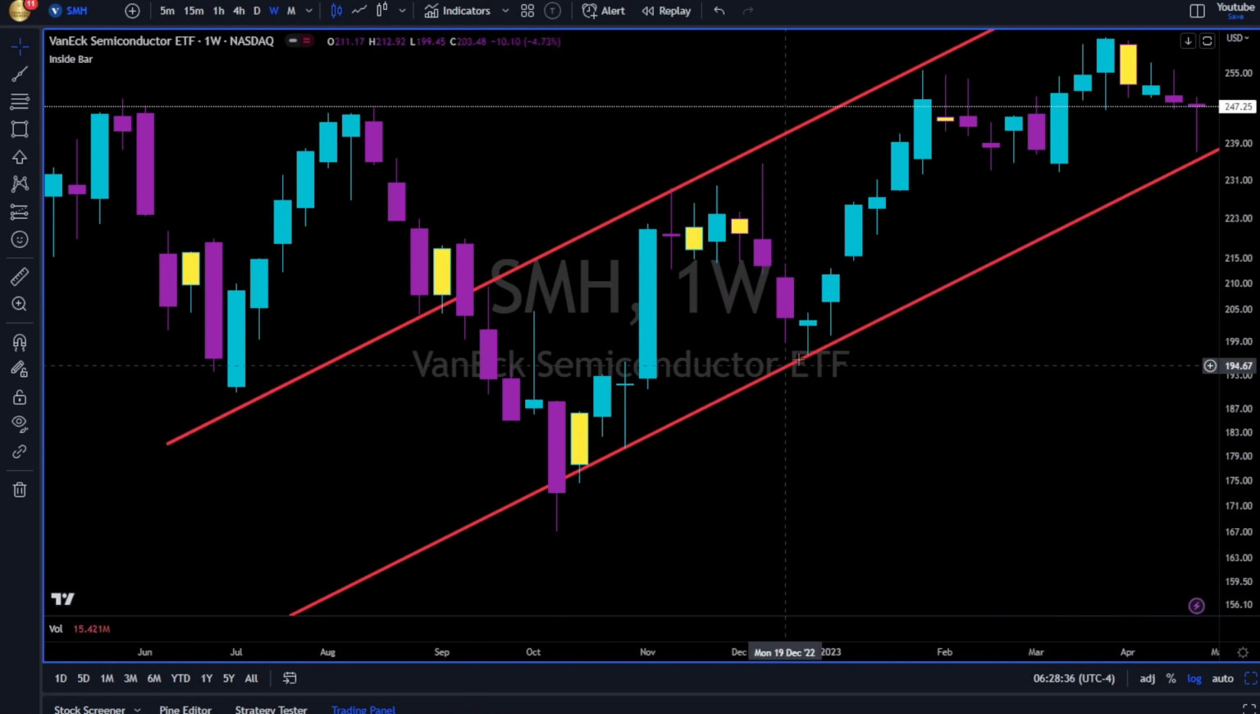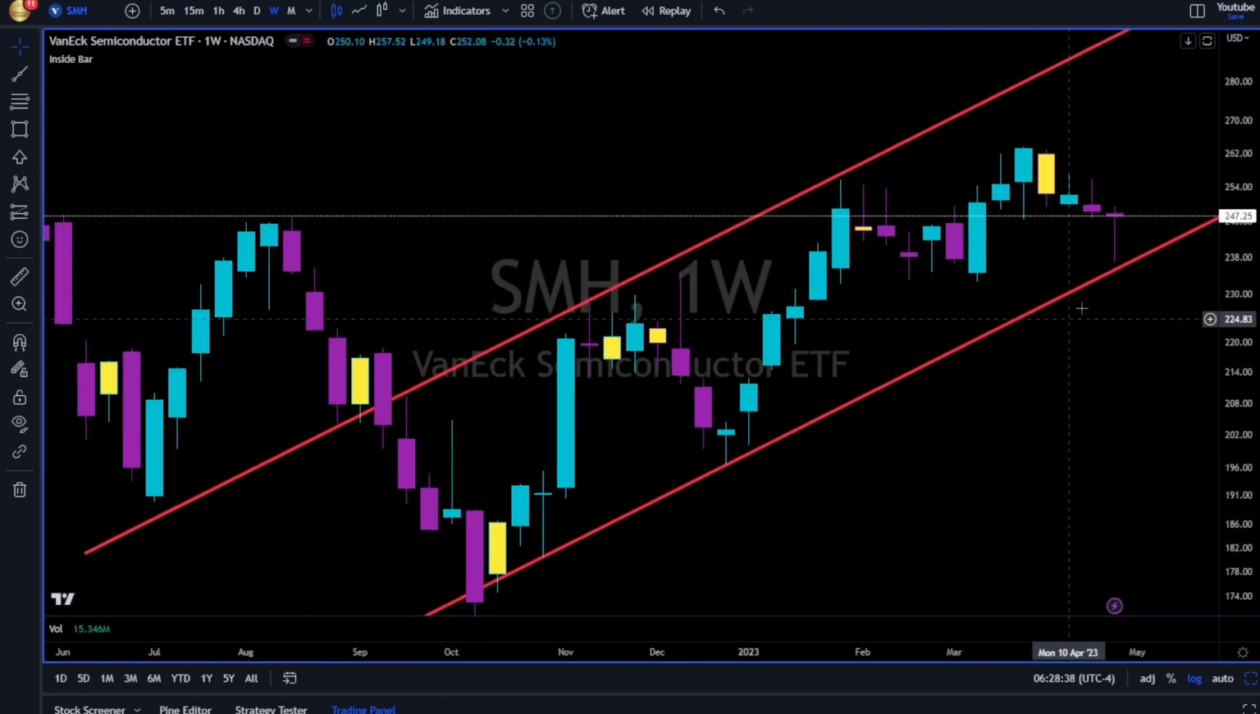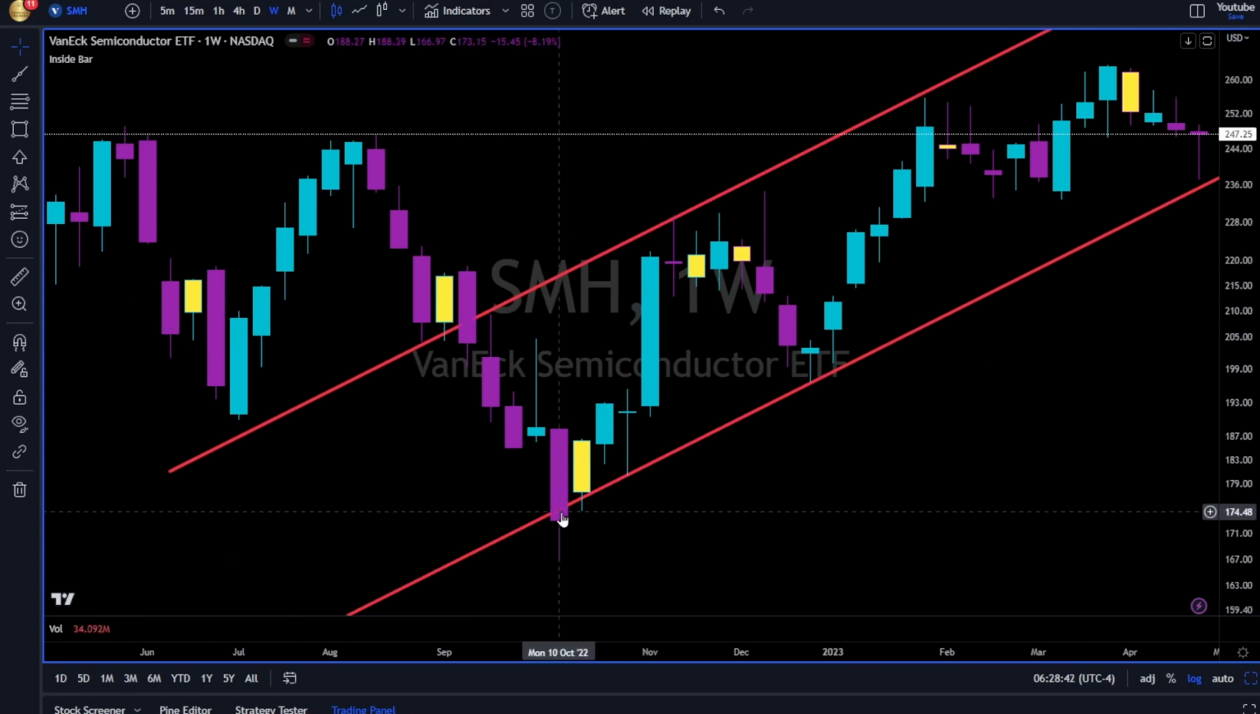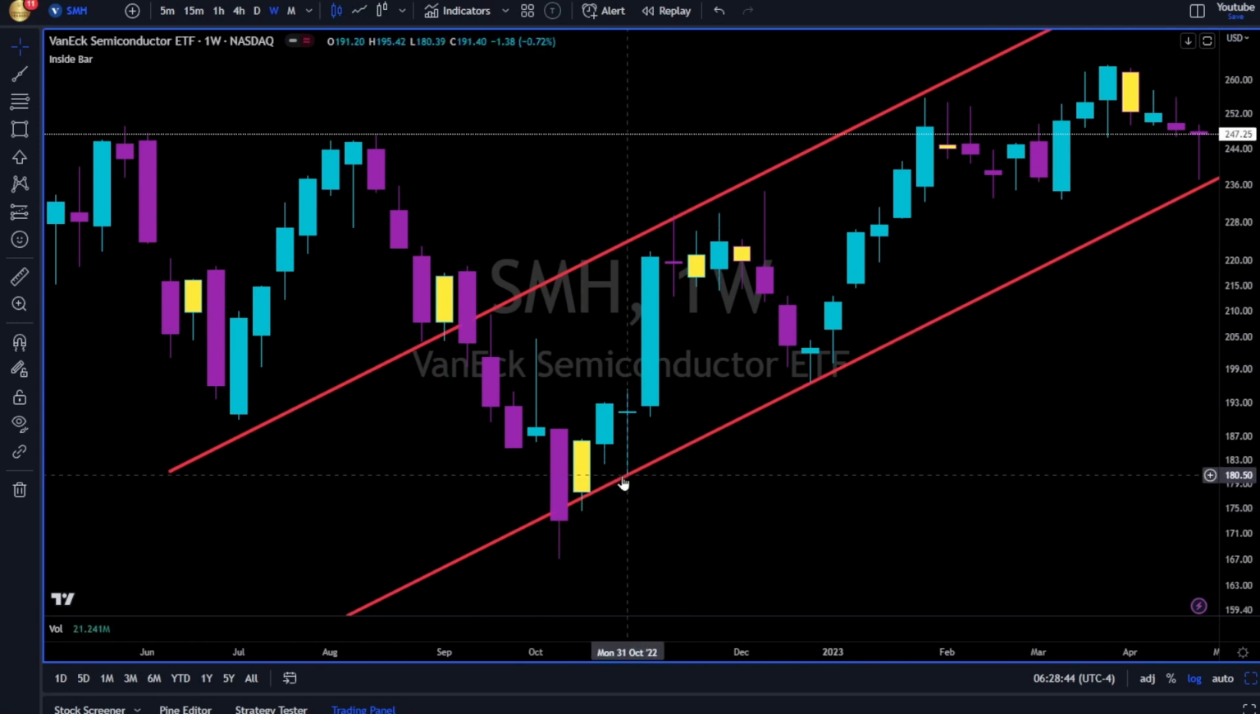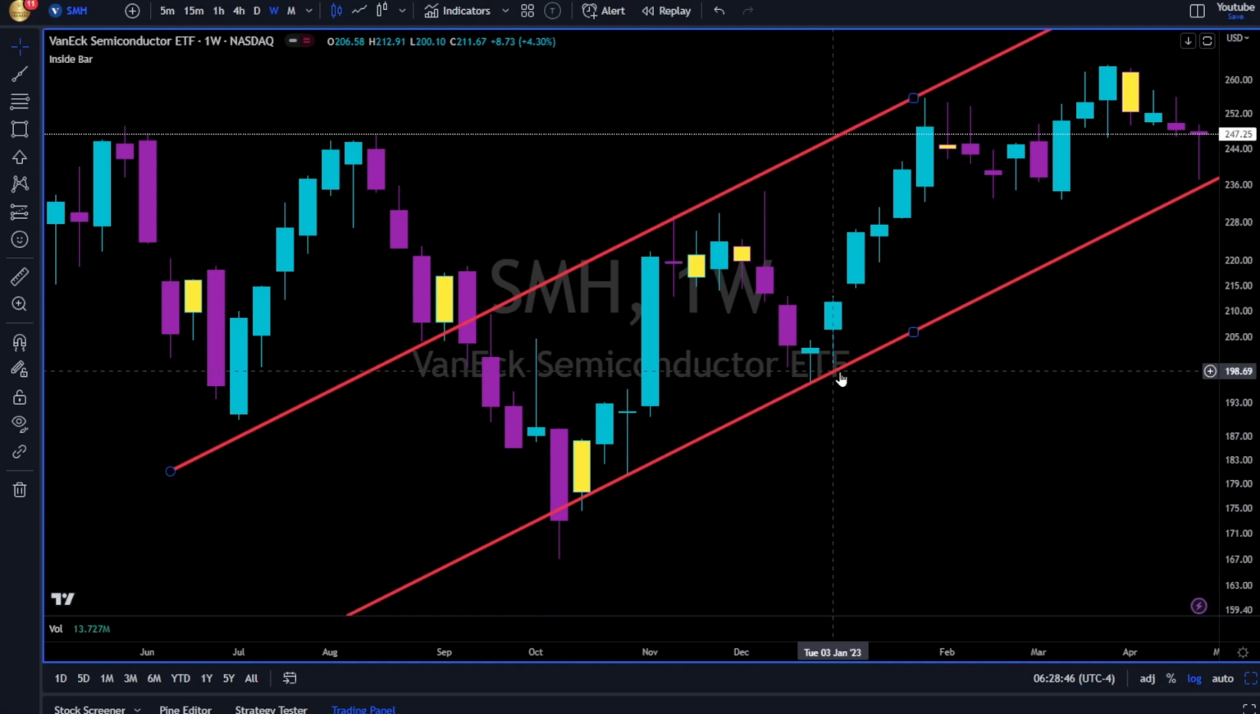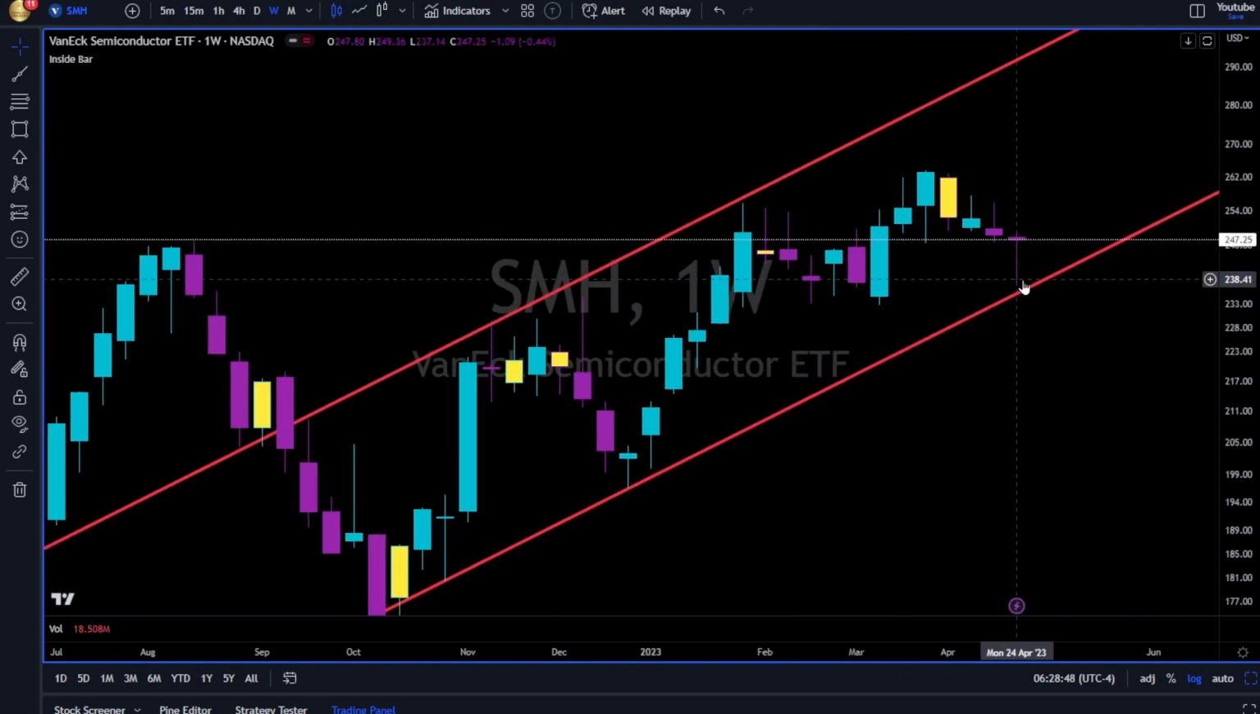SMH, trend lines are the true support resistance for price action. Look at this trend line. The lower red trend line started over here, October of 2022, holding the higher lows, and not surprisingly, this past week held the low, bounce.